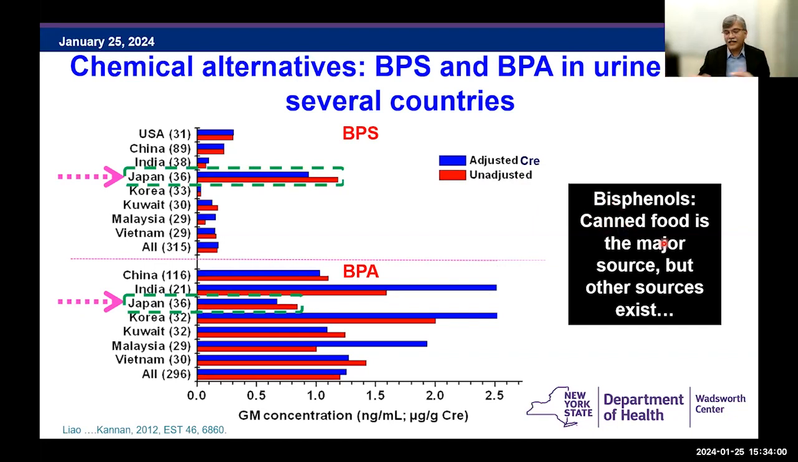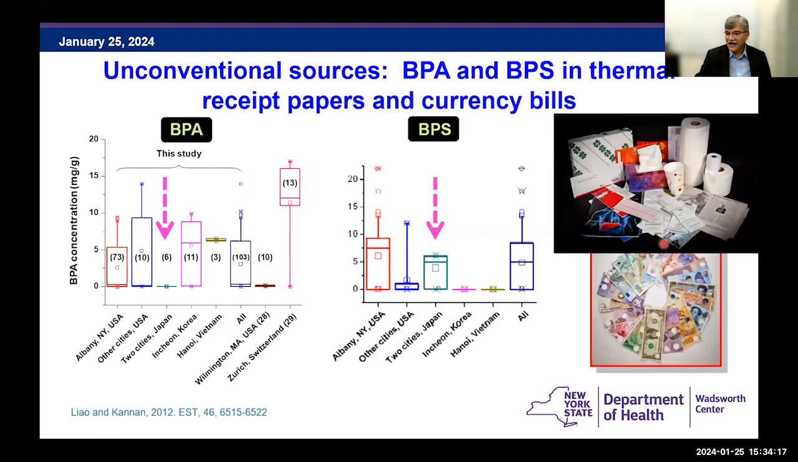And we also characterized the sources of BPA. We know that canned food consumption is the major source. But at the time, only canned food was characterized to be the major source. There are other sources, currency bills and thermal receipt papers. Not much was known when we did that study 13 years ago. So when we measured the concentrations in thermal receipt papers, milligram per gram, parts per 1,000, right? Several milligrams, 5 milligram up to 15 milligram for every gram of that receipt paper.